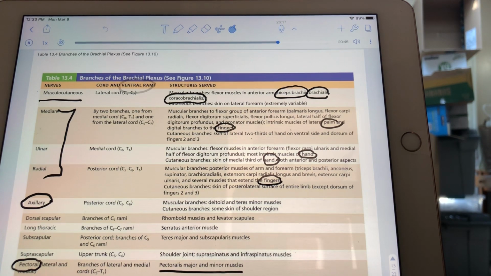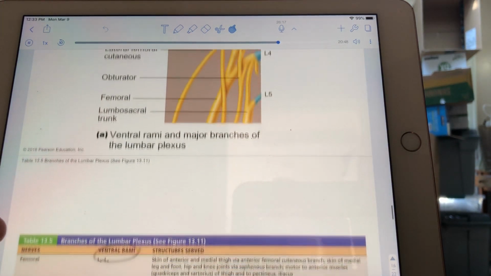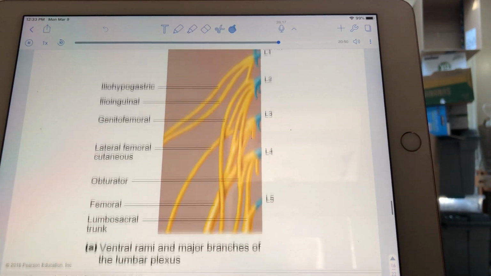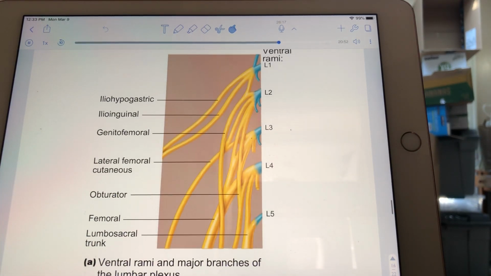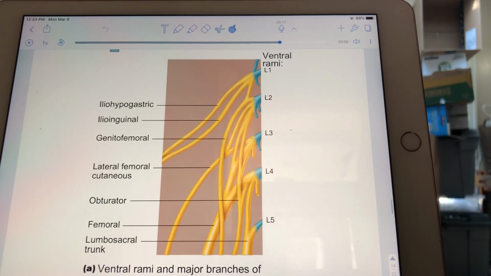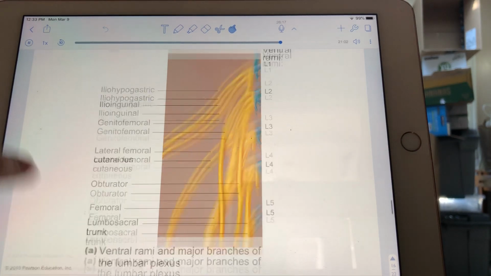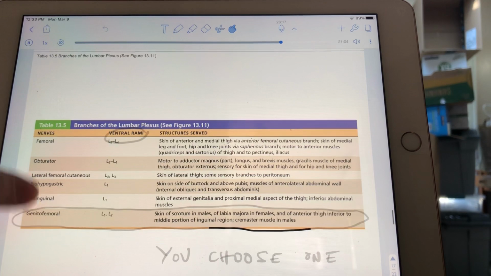All right, slide 16. This is a depiction of the lumbar plexus, and I want you to know in general what a plexus looks like, but it's not as if I'm going to show you any of these plexi and ask you to point out the nerves. That sounds horrid.